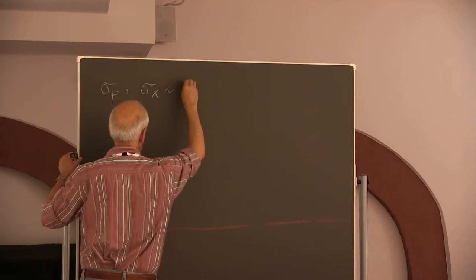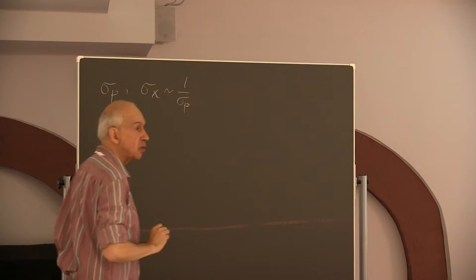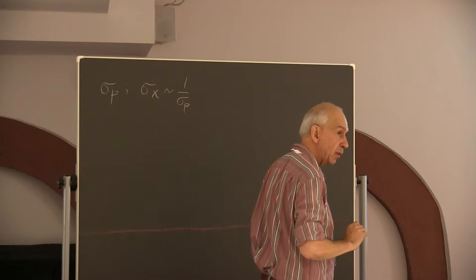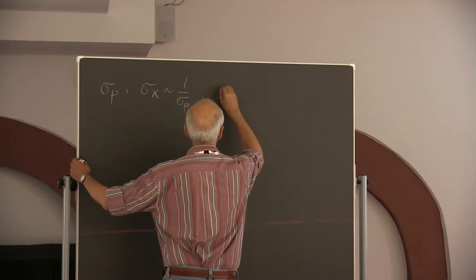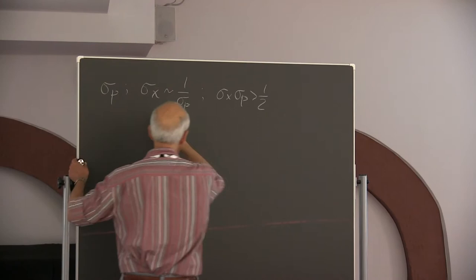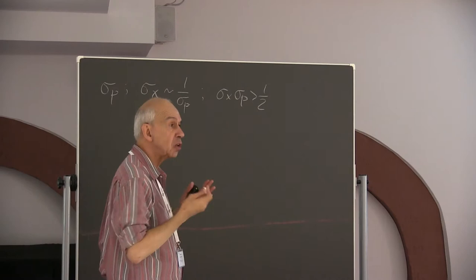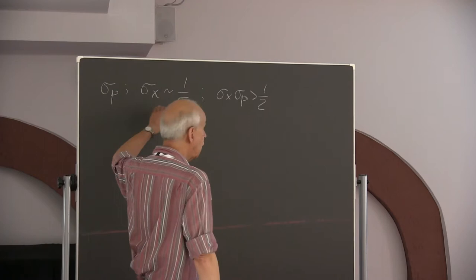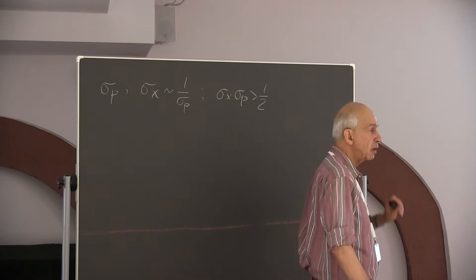You can find this statement in many textbooks or lecture courses. However, there is a question. We know that sigma x sigma p is bigger than 1/2. Here we assume that it's of the order of 1/2 or 1. So why do we assume that it is of the order and not bigger? The answer is that this is correct for any reasonable shape wave packet. What is a reasonable shape? Gaussian wave packet has a reasonable shape.